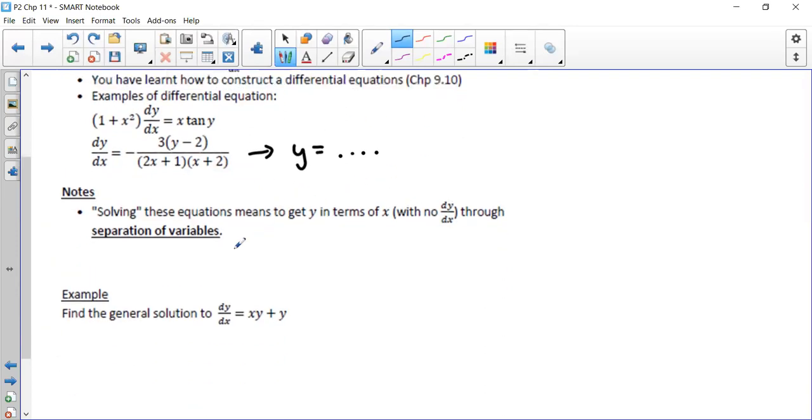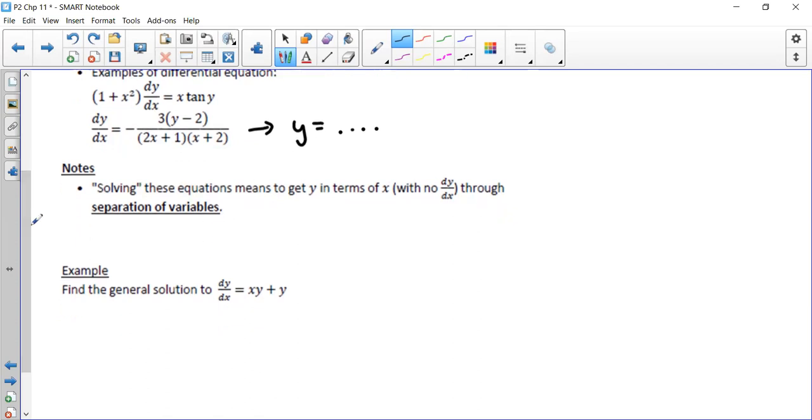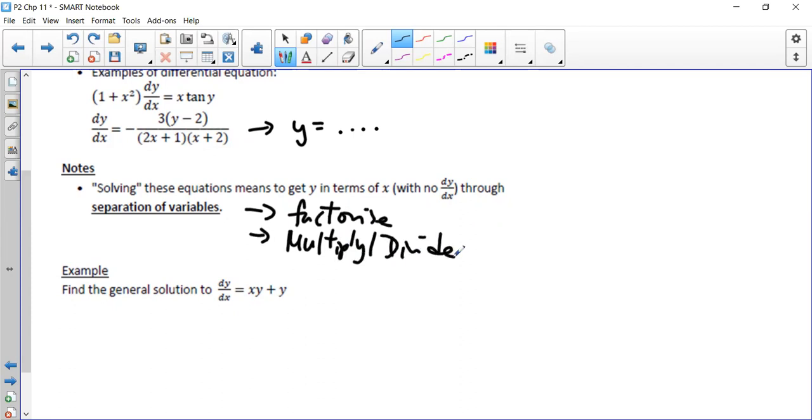But the method we're going to use is called separation of variables. Now, separation of variables, you want to write down these few things in here. So usually you factorize it. Okay, so write down, you factorize it. You can only multiply or divide. Okay, so that's usually the two things that we do when it comes to separating variables. I'll show you how we do that.